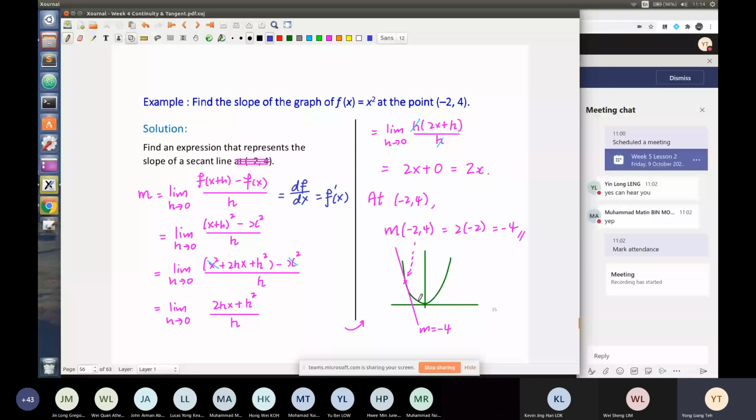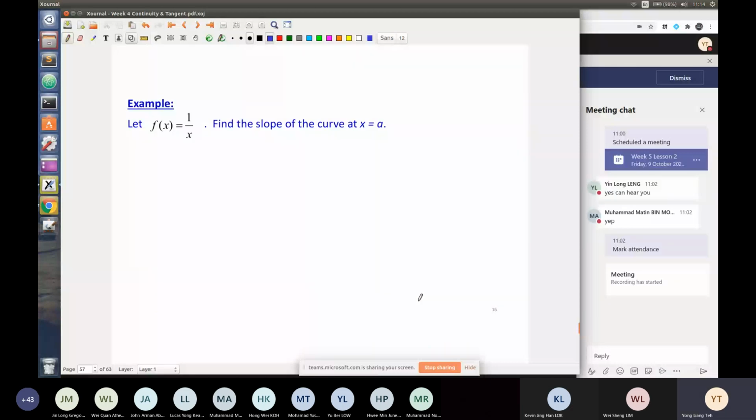So today we're going to move on to finding more derivatives using the first principles definition. And also later on we'll look at the concept of rate of change, mainly pertaining to the input or the independent variable being the time variable.